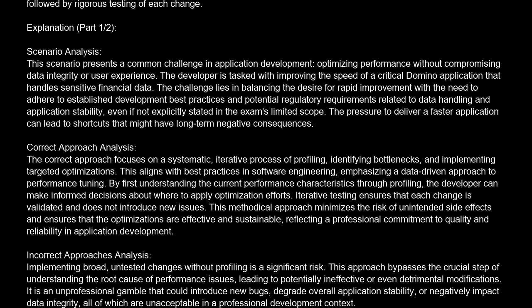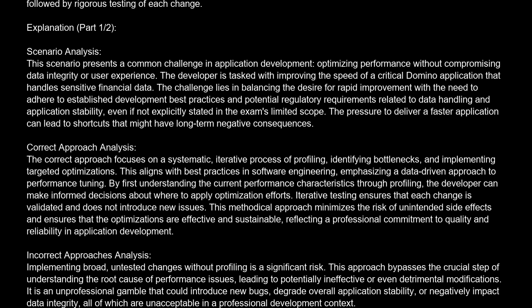Correct approach analysis. The correct approach focuses on a systematic, iterative process of profiling, identifying bottlenecks, and implementing targeted optimizations. This aligns with best practices in software engineering, emphasizing a data-driven approach to performance tuning. By first understanding the current performance characteristics through profiling, the developer can make informed decisions about where to apply optimization efforts. Iterative testing ensures that each change is validated and does not introduce new issues. This methodical approach minimizes the risk of unintended side effects and ensures that the optimizations are effective and sustainable, reflecting a professional commitment to quality and reliability in application development.